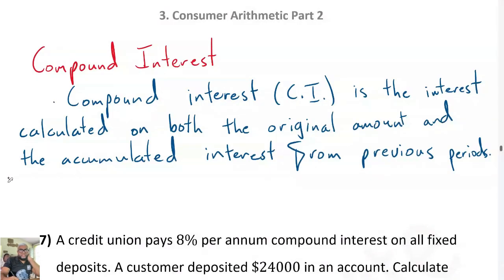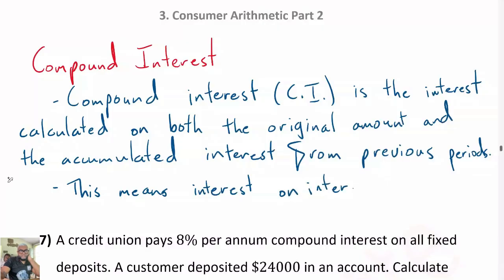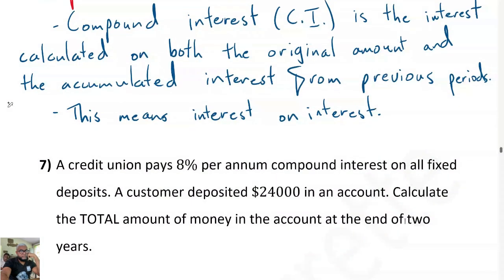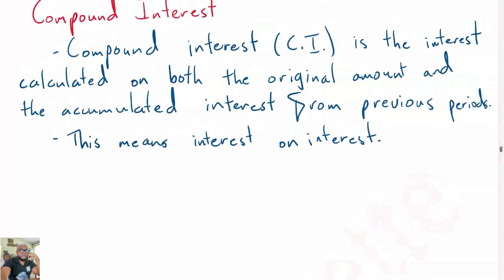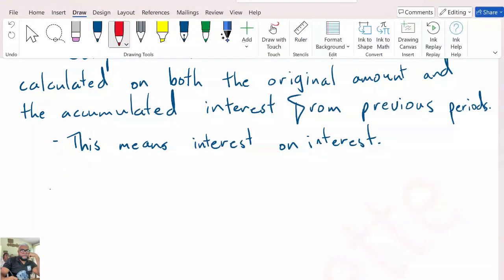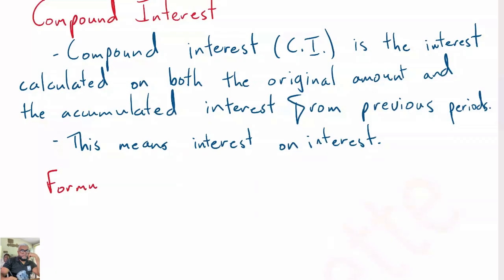So this basically means interest on interest. Right? It's like a compound interest on interest. Okay? So we have some formulas. Right? Formula.